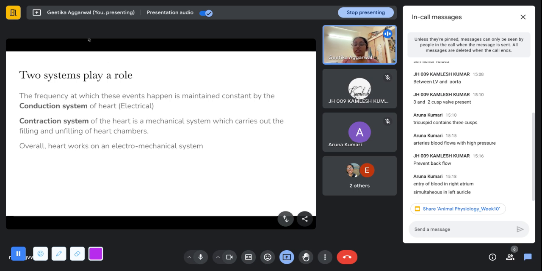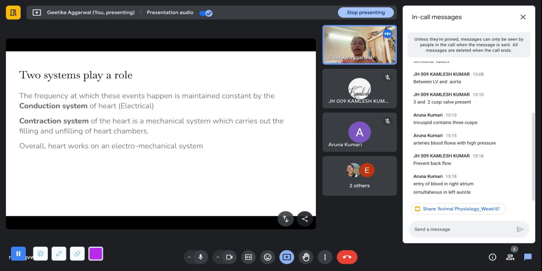One of them is the conduction system, which is also the electrical system, which basically controls these impulses that are going through the heart, which signals the contraction or relaxation of muscles. So the conduction system is the one that maintains what frequency these events are happening at, and because these events happen at a constant frequency, the conduction system plays a very important role in maintaining this constant frequency of these events. The second one is the contraction system, which responds to the conduction system and the impulses that are received from the conduction system.